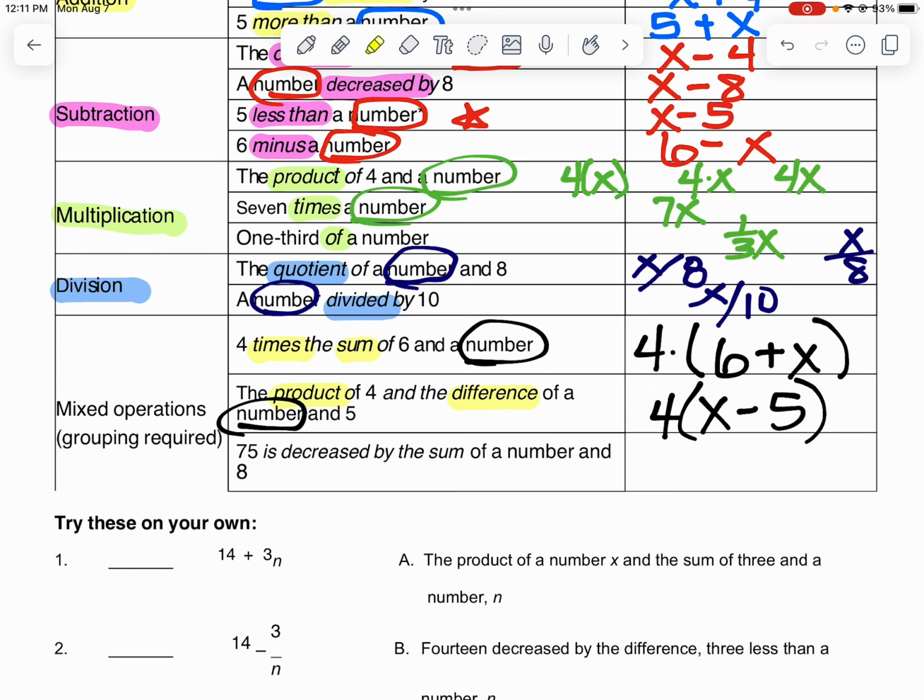And then the last one, 75 is decreased by, that's subtracting, the sum, that means I'm adding, a number and 8. All right, so let's write this. 75 is decreased by, so we're going to subtract the sum of a number and 8. So I have to put this in parentheses, and a number is x, there's our unknown, and sum means I'm adding 8. And there you go.